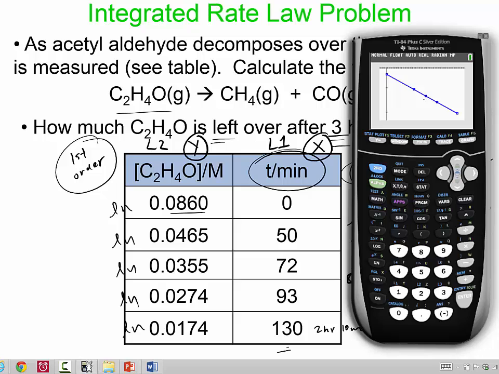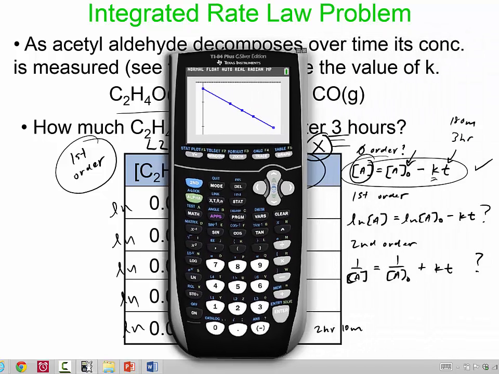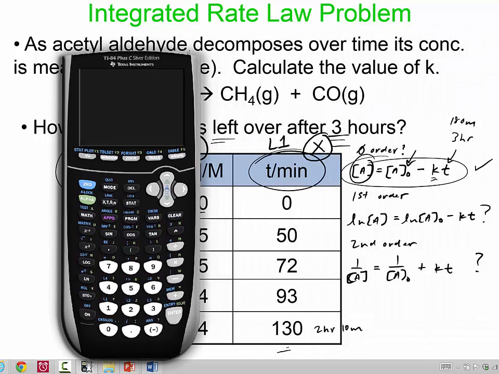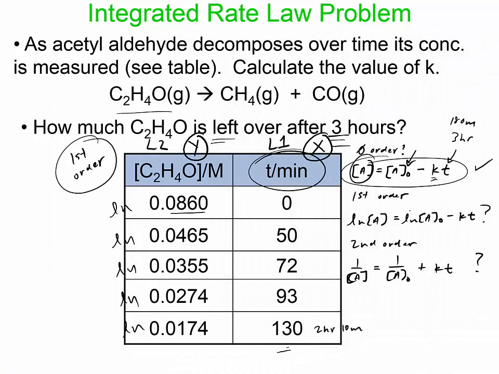So I just guessed and I got it right, which is an outstanding result. Now I'm done. I don't have to test the other zero or second orders. I know that this is first order. So if I go back to my question, what equation do I use? I just figured it out. I'm going to use this one to answer this question here.